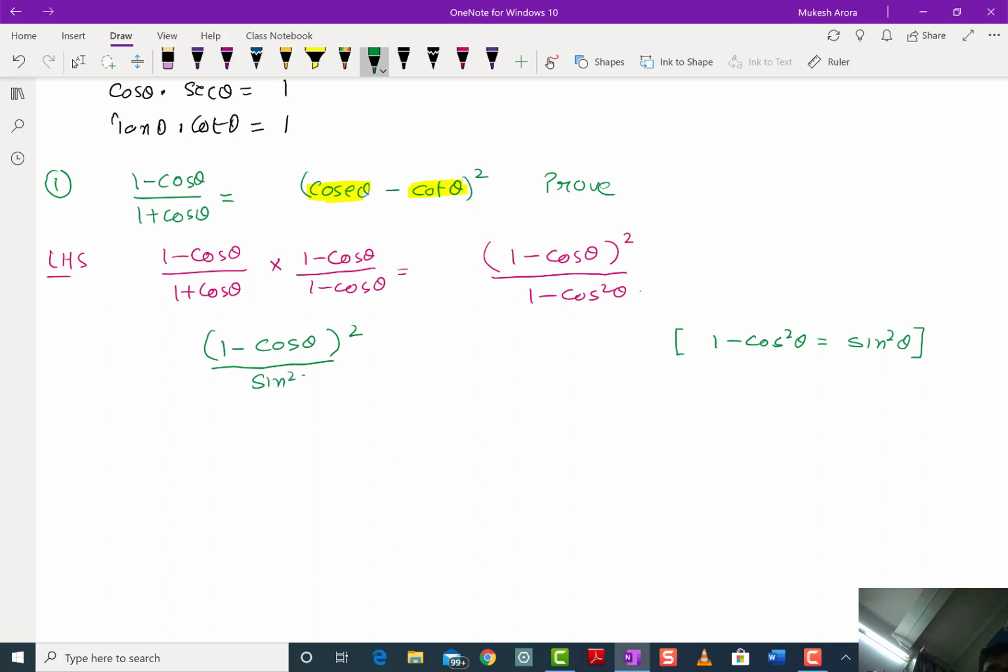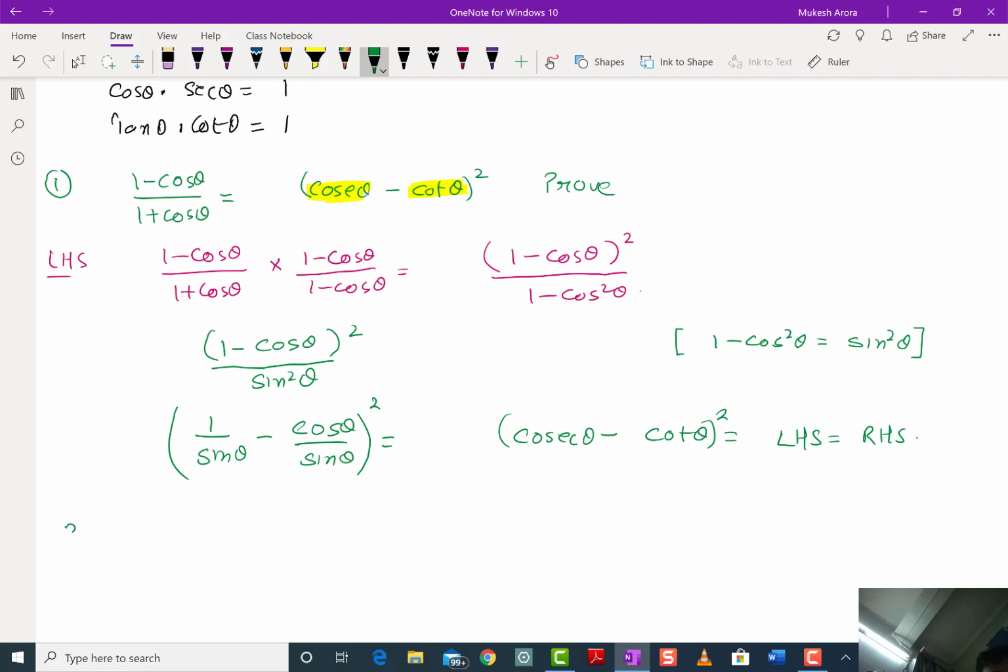Sine square theta. Or we can write 1 by sine theta minus cos theta by sine theta separated, and this 1 by sine theta is cosecant theta minus cot theta, raised to the power. So left hand side is equal to right hand side. Each step you have to see very carefully.